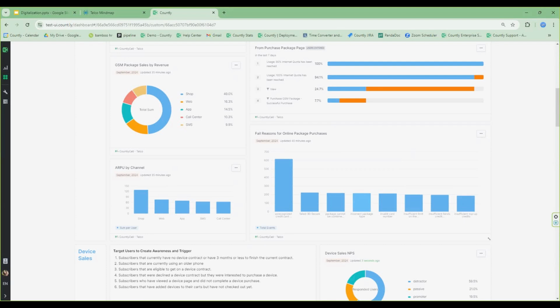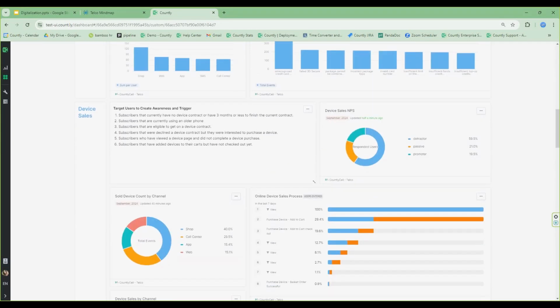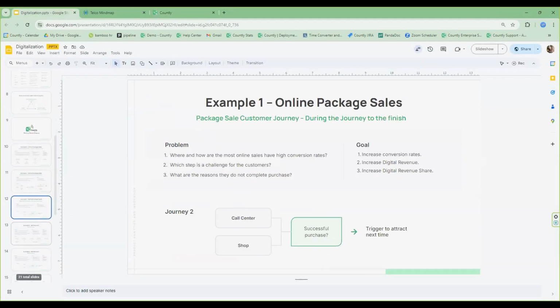So I'm trying to catch them. I'm trying to improve before they actually go to the transaction step. We need to improve them from the beginning. So this would help their experience going forward. So that's our conversion page. This could be done for device sales and other sales items. I'm not going to go into it due to time limitations.